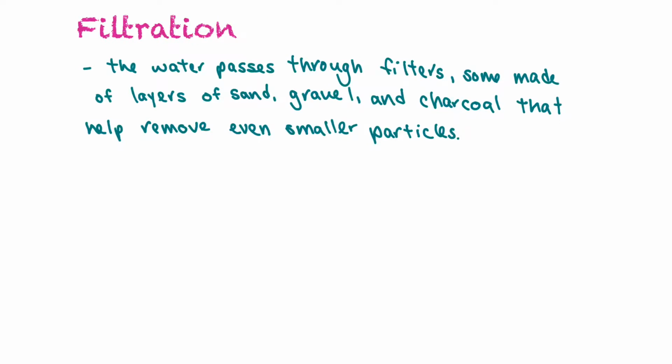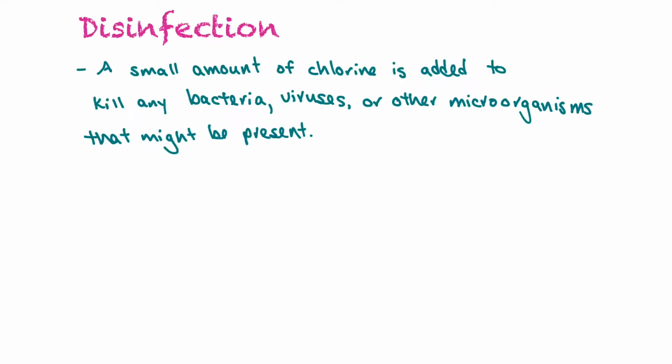In filtration, the water passes through filters, some of them made of layers of sand, gravel, and charcoal that help remove even smaller particles. Finally, we get to the disinfectant stage, and in this process, in most water treatment plants, a small amount of chlorine is added to kill any bacteria, viruses, or other microorganisms that might be present in the water, or even present in the distribution pipes that carry the water to our house.